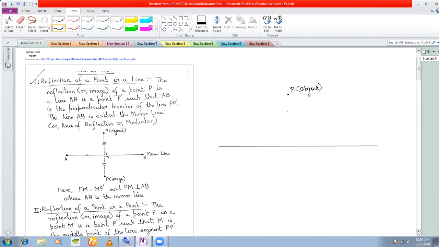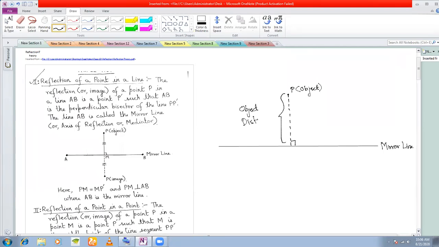I call this my object because I want to reflect this. This is my mirror line through which I want to reflect. So what I do is from P, with the help of a scale, I draw a perpendicular on the mirror line, and I measure this distance. This distance in physics mostly you know as object distance, isn't it?